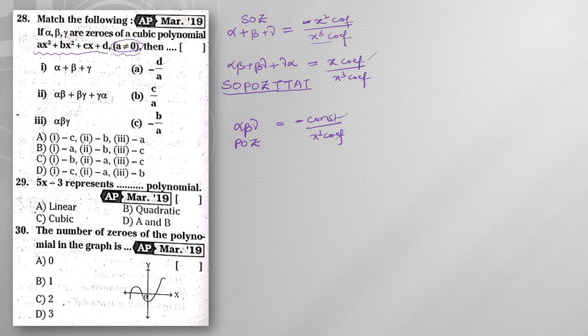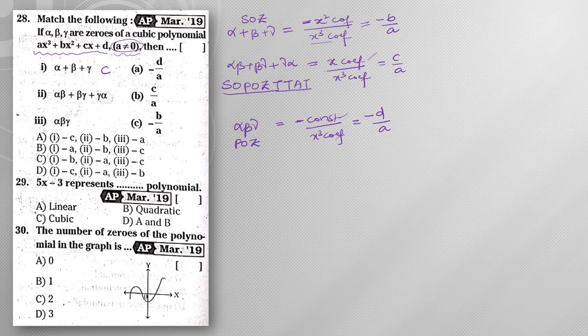So likewise, in an order it comes. If you learn it in order, then you can remember it in an easier way, right? So sum of zeros. First one, minus x square coefficient by x cube coefficient, that is nothing but minus b by a. Next one is c by a. Next is minus d by a. Based on this, what are the options we have?